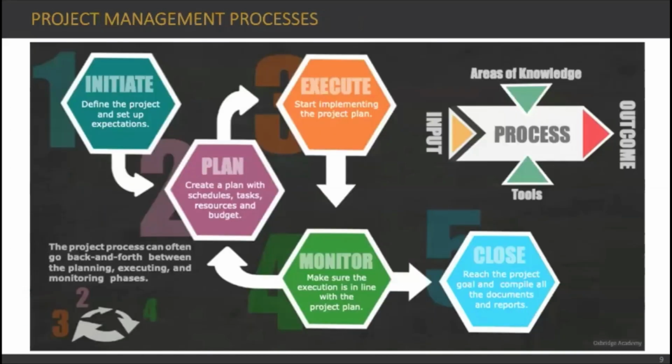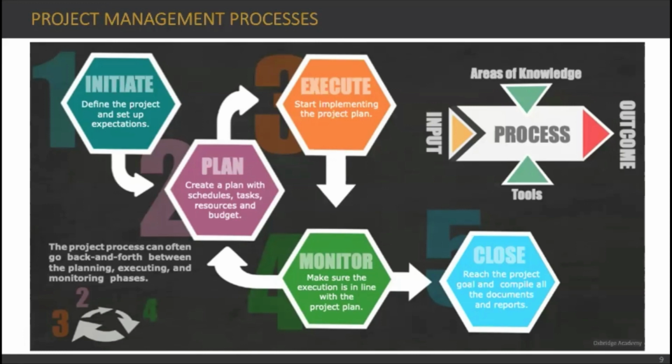And a project lifecycle is divided into 5 main phases, including initiation, planning, executing, monitoring, and closing. In the first phase, the initiation phase, we should define the project and set up expectations. In the planning phase, we create a plan with the schedules, the program, on which time frame we are going to implement our project, the tasks, resources, and the budget.